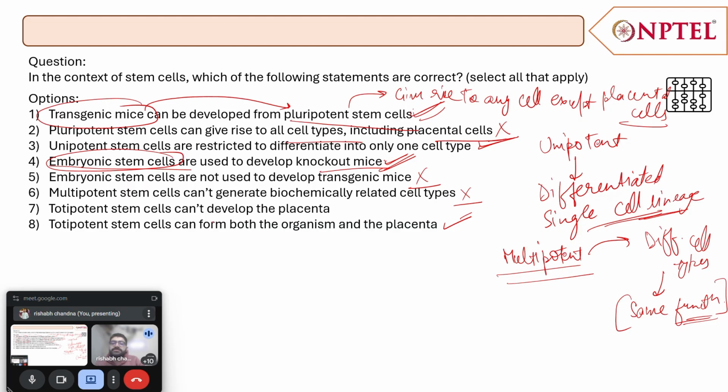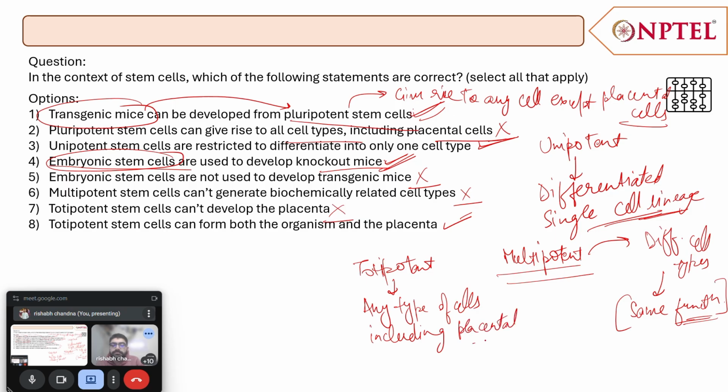Then, totipotent stem cells can't develop the placenta. No, this is also false. Totipotent stem cells are the ones that can generate any type of cells, including the placental cells. So this is also false. Then, totipotent stem cells can form both the organism and the placenta. Yes, this is correct. So the correct answers are first, third, fourth, and eighth. Okay, so any doubts in this question?